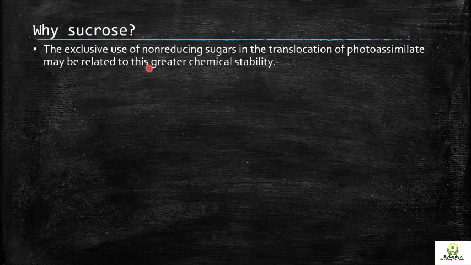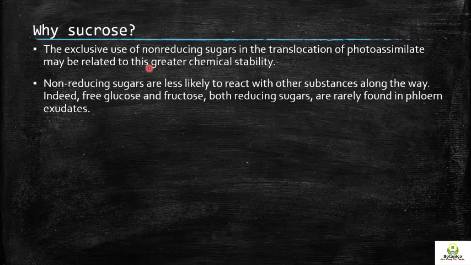So the use of the sucrose molecule as a transportation vehicle for the plant may be attributed to this particular ability. Non-reducing sugars are less likely to react with other substances. Glucose is reactive and can react with other compounds in the pathway to which it is transported. Indeed, glucose and fructose, which are both reducing sugars, are rarely found in phloem exudates. When they are in free form they are very much reactive, so they are not found in the phloem exudates.